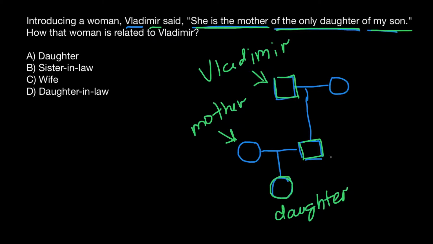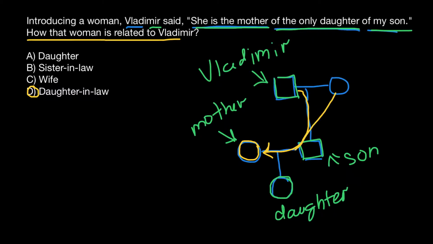So as you see, it is very easy to solve this problem. When we ask again how that woman is related to Vladimir, this woman is a daughter-in-law of Vladimir. The wife of the son of Vladimir is a daughter-in-law, and she is also a daughter-in-law of Vladimir's wife.